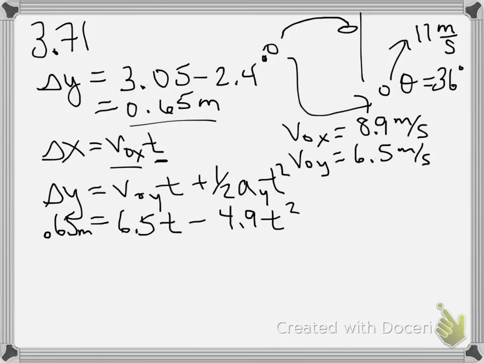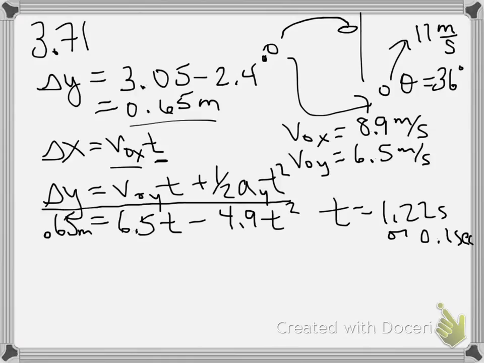So you do that, and I got t was equal to, you actually get two answers, 1.22 seconds or 0.1 seconds. I hope you don't pick 0.1 seconds. If you want to know the meaning of that, this equation tells you the change in y as a function of time. So after 0.1 seconds, the ball is 0.65 meters above where it started. Where's that in your picture? That would be right there, which obviously is not going through the hoop.